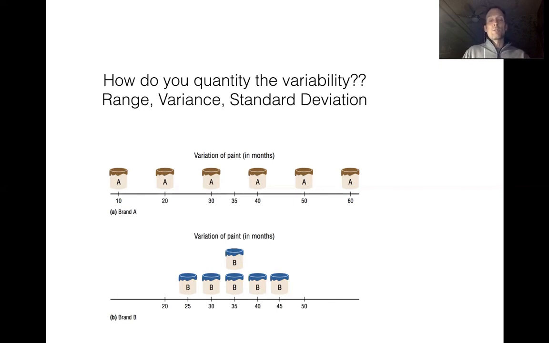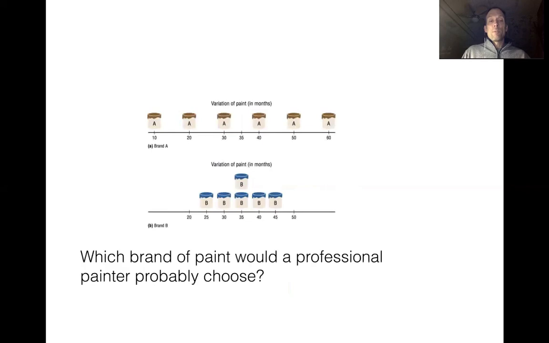And then 30 hours. If we look down on the bottom, in one instance, it took 25 hours for the paint to dry, brand B. Another instance, 30 hours. And then twice, 35 hours. So if we're a professional painter and we go into Home Depot and they say to us, you want to buy some paint?